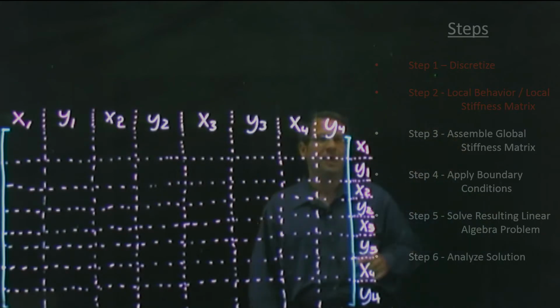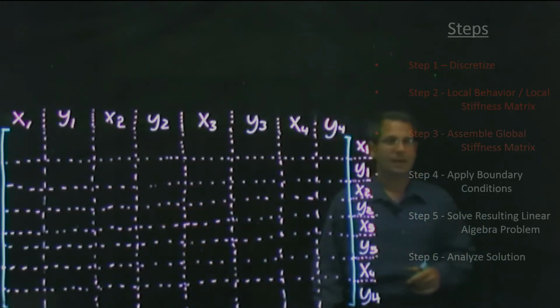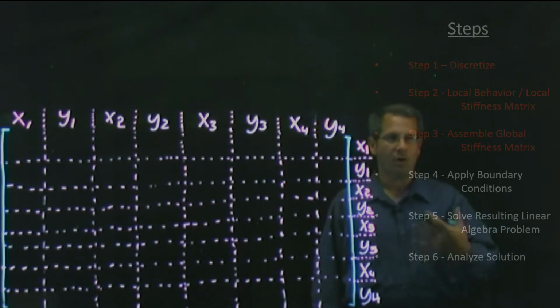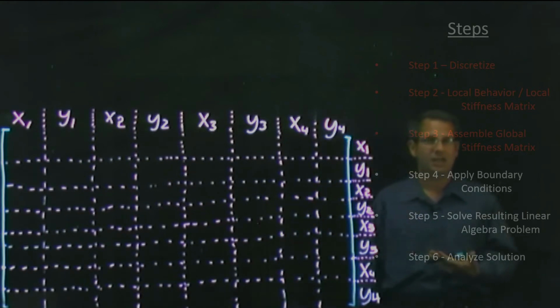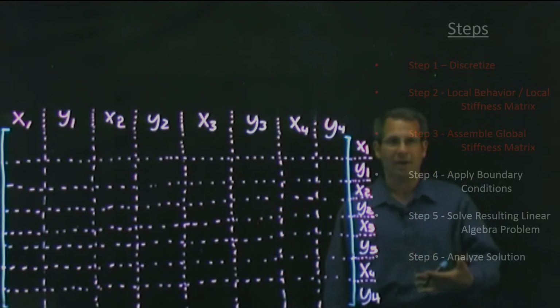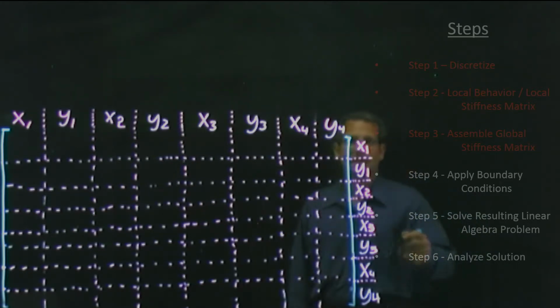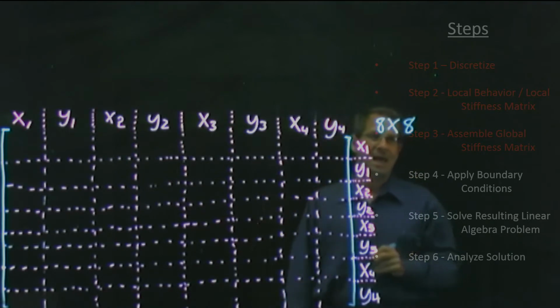Now that we've found our three local stiffness matrices, it's time to assemble our global stiffness matrix. In our case, our system has 4 nodes, and at each node, I'm looking for both the displacement in the x direction and the displacement in the y direction. So before I apply boundary conditions, I have 8 unknowns. My global stiffness matrix is going to be an 8x8 matrix.